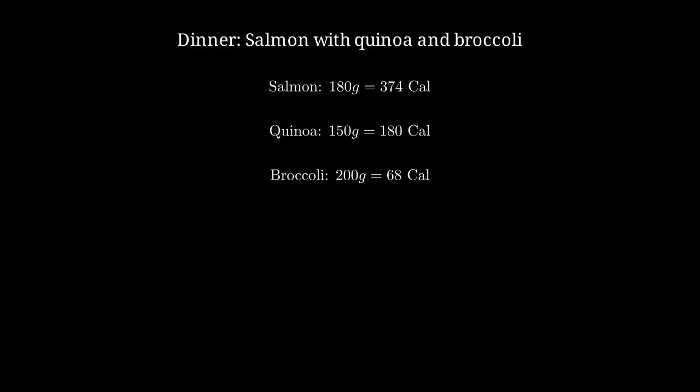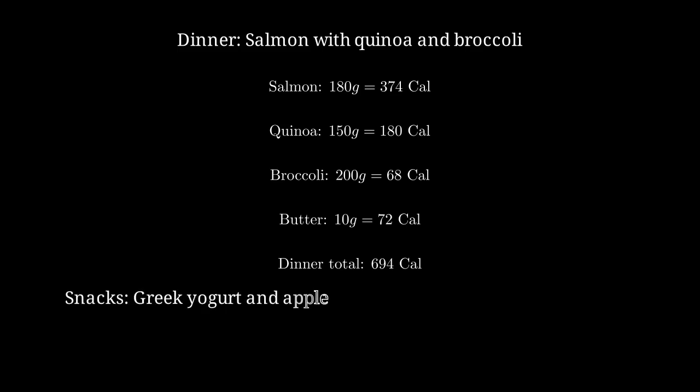Salmon: 180 grams equals 374 calories. Quinoa: 150 grams equals 180 calories. Broccoli: 200 grams equals 68 calories. Butter: 10 grams equals 72 calories. Dinner total: 694 calories. Snacks: 150 grams of Greek yogurt and 1 medium apple. Yogurt: 150 grams equals 146 calories. Apple: 182 grams equals 95 calories.